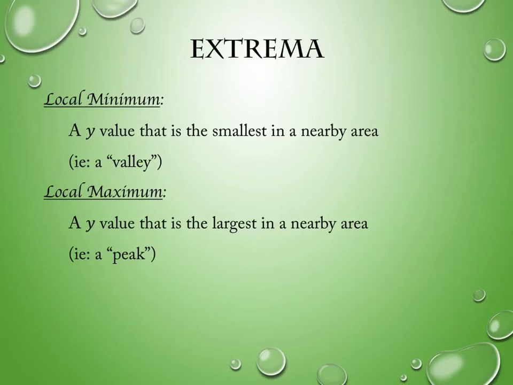So more mathematically sound would be that a local minimum is a y value that is the smallest in a nearby area. You can think of it as a valley. And a local maximum is a y value that is the largest in a nearby area, and you can think of it as a peak. Peaks and valleys. Some books will not use the word local. They'll use the word relative. Relative maximum, relative minimum.